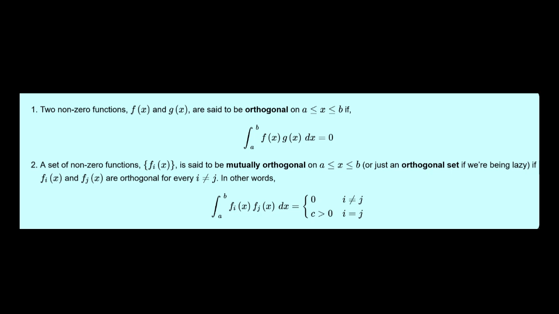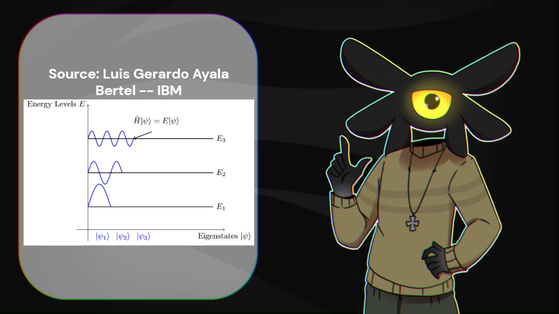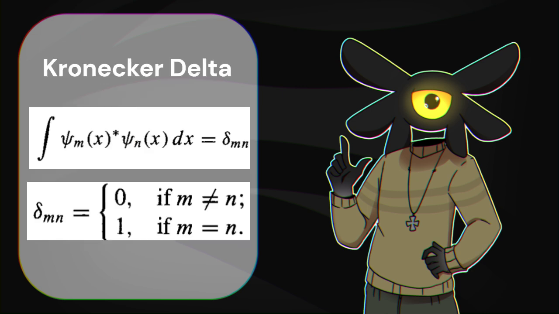If you're into the abstracts, then this would typically be enough, but we're looking for a physical interpretation of the mathematics at hand. What this means for us is that the two wave functions would correspond to two separate eigenstates if the integral of their product resolves to 0. If they return a constant, then they correspond to the same eigenstate. We can succinctly write this as the Kronecker delta, delta sub mn.